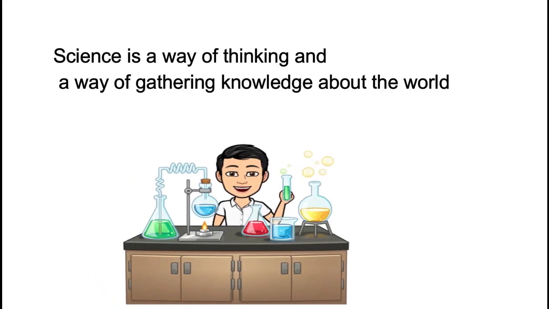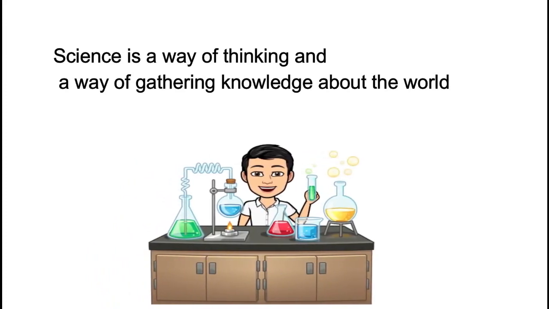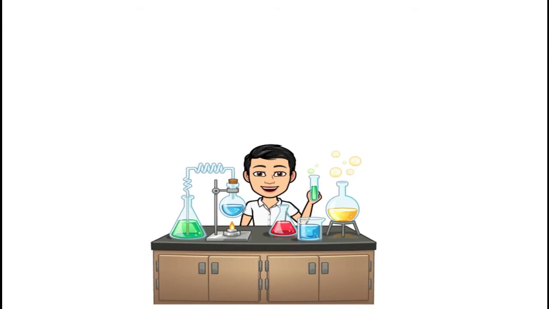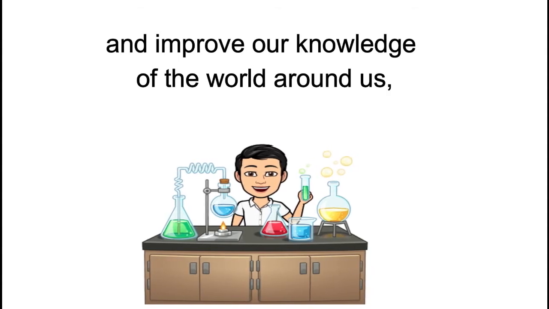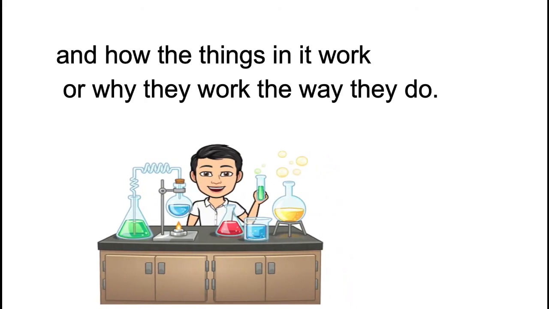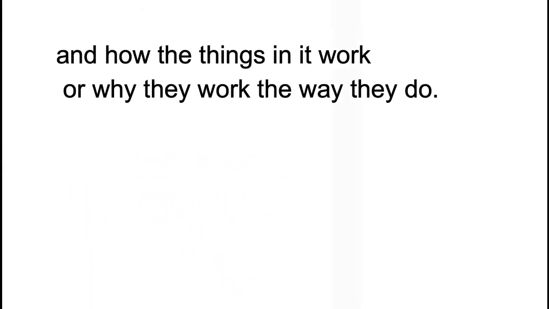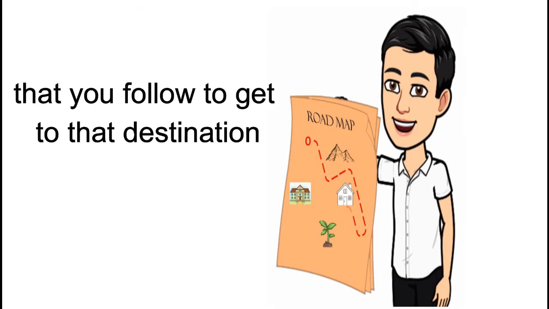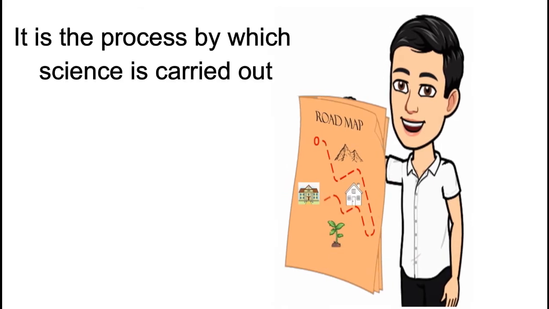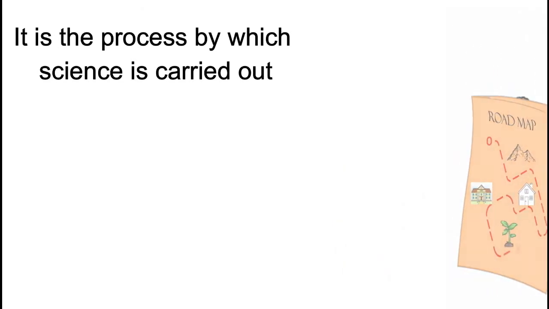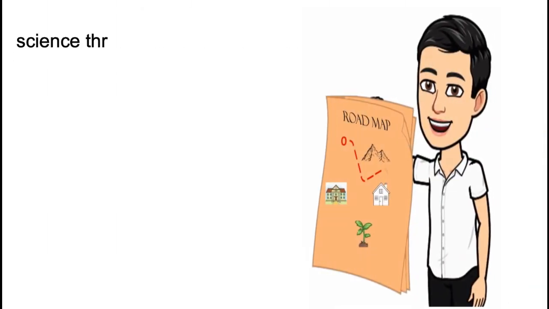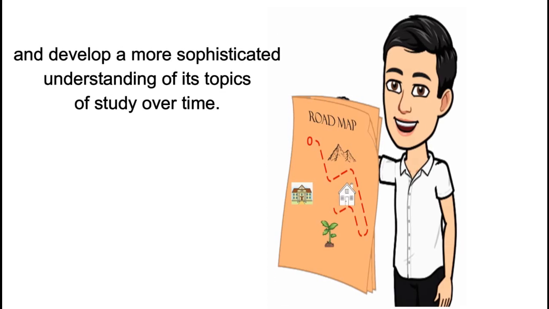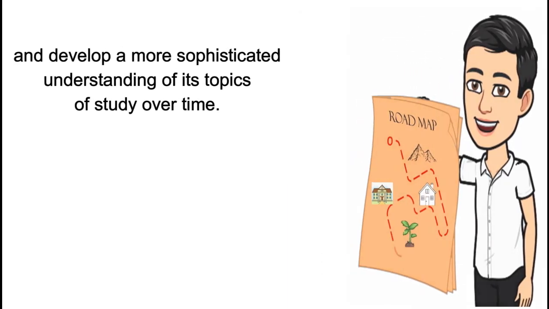Science is a way of thinking and a way of gathering knowledge about the world that is both accurate and reliable. It is the quest to understand and improve our knowledge of the world around us and how the things in it work, or why they work the way they do. The scientific method is like the roadmap that you follow to get to that destination. It is the process by which science is carried out, as in areas of inquiry. Science through scientific method can build on previous knowledge and develop a more sophisticated understanding of its topics of study over time.